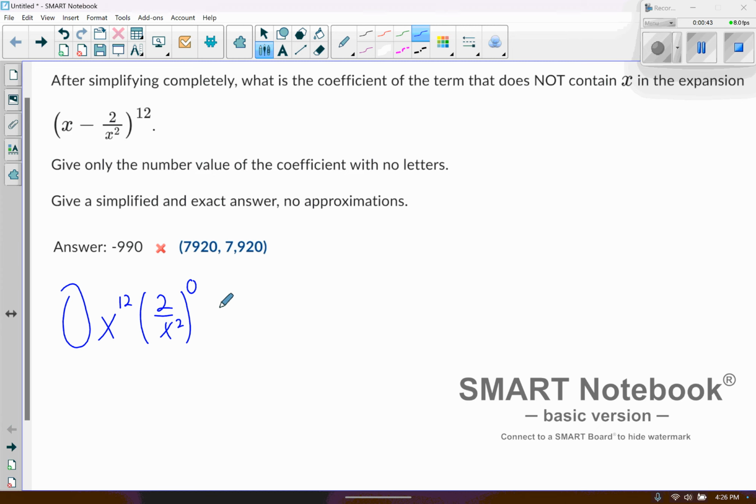The next term, it's going to oscillate back and forth, would be a minus, and there's going to be something here. And let's see, we would have x to the 11th power, and then we'd have 2 over x squared to the power of 1. But the x's won't cancel out there. And then we're going to have plus, and then we've got another coefficient that we may or may not have to figure out.